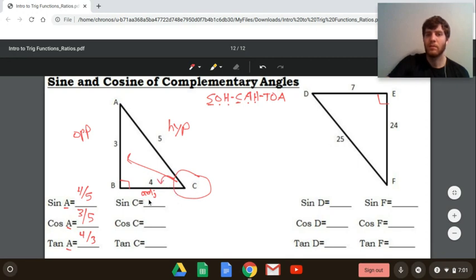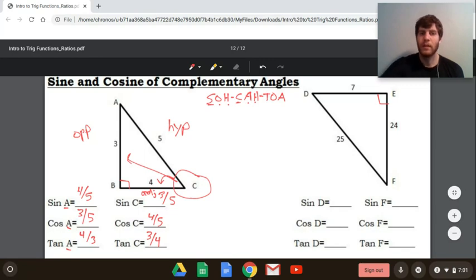Okay, so then sine of C, right, is going to be sine is opposite over hypotenuse. So opposite side is 3, hypotenuse is 5, so 3 over 5. Cosine of C, so cosine is adjacent over hypotenuse. So the adjacent side is 4, the hypotenuse is 5, so 4 over 5. And then tangent is opposite over adjacent. So the opposite side is 3, and your adjacent side is 4.